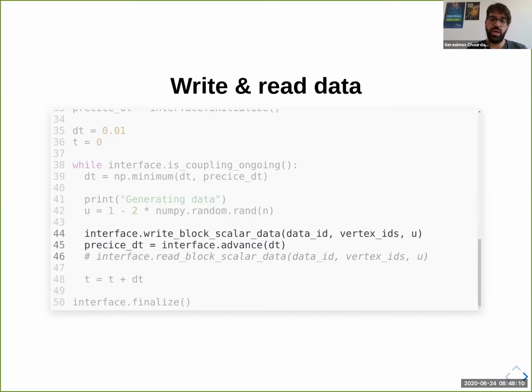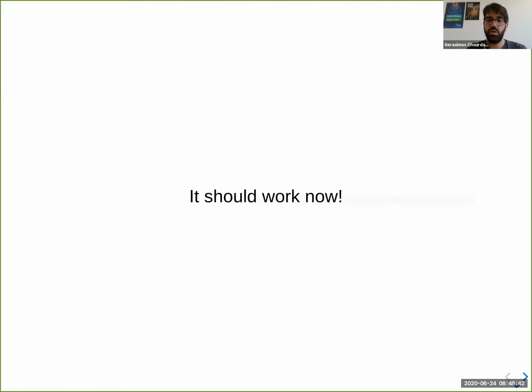Then we also have the advance, and only then, and not before that, this data will be sent to the other participant. If we had a bidirectional coupling, then we could also call similarly read block scalar data to read values back. Apart from scalars, we can also exchange vectors, and there's also a way to exchange only one piece of data at a time. So now it should actually work. Let's see what's happening.